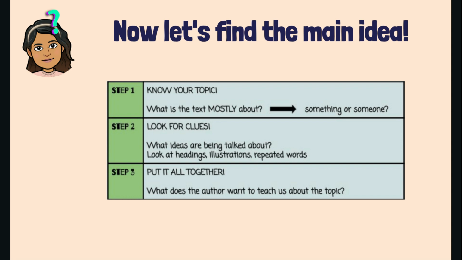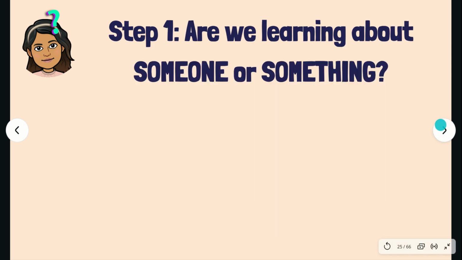Then we're going to move on to step 2. We need to look for clues. What ideas are being talked about? So we need to find what words or headings or illustrations are being repeated over and over again. This is usually what the author wants you to know about. And then in step 3, we're going to put it all together. What does the author want to teach us about the topic? Those are 3 steps, but let's break them down one by one and move on to step 1.